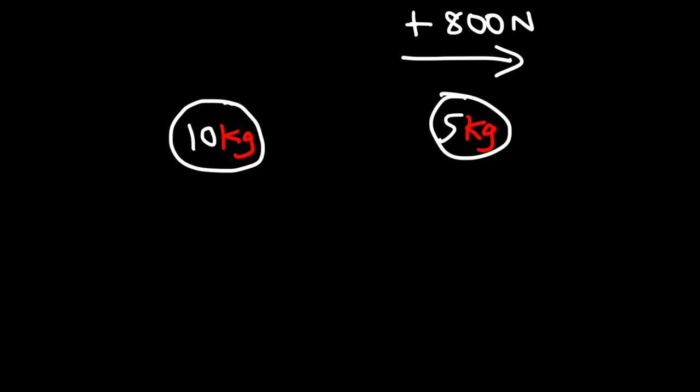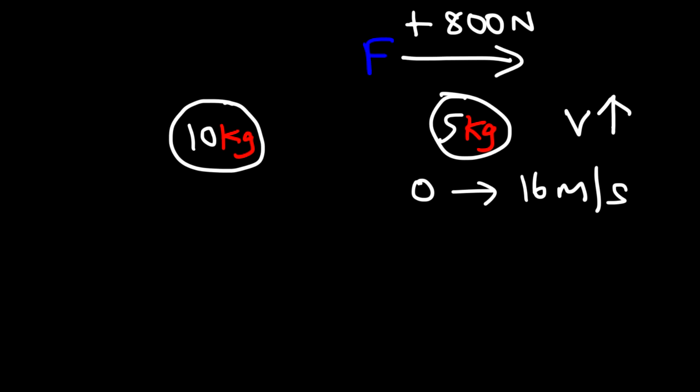So let's summarize what we've learned about forces in this video. Here is the 10 kilogram ball, and here is the 5 kilogram ball. In this collision, we saw that the 10 kilogram ball exerted a force of positive 800 newtons. The reason why the force is positive is because it caused the object to speed up from a speed of 0 meters per second to a speed of 16 meters per second. And so a force can cause an object to accelerate or increase its velocity.